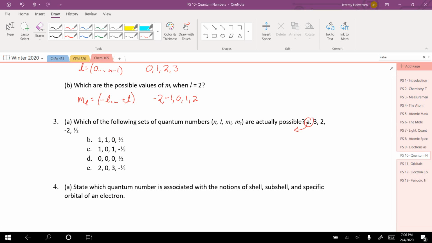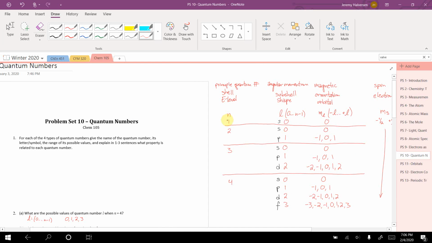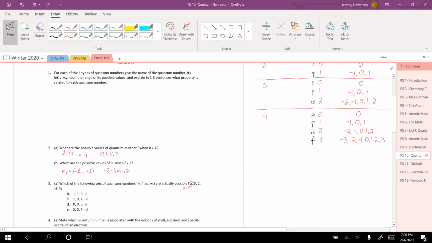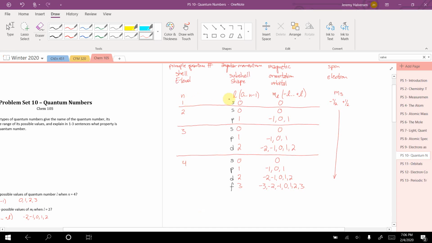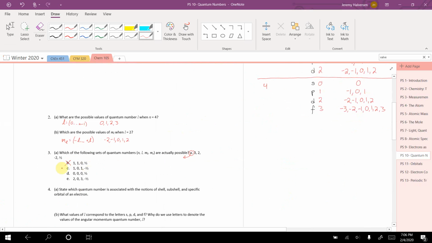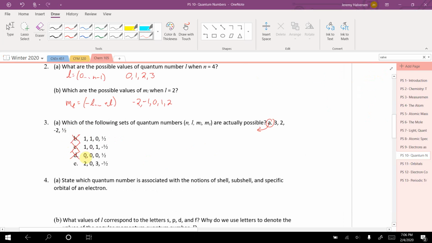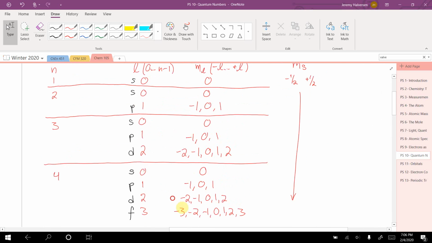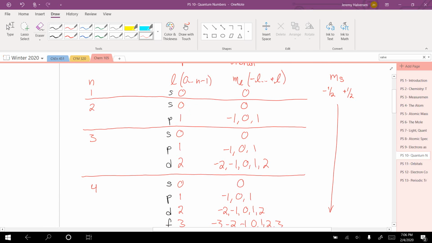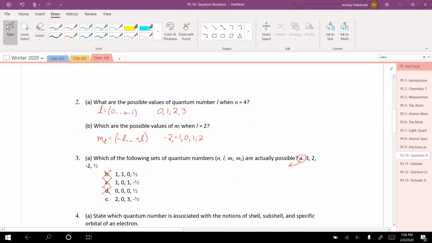Then I can look at this next one: 1, 1, 0, 1/2. Could I have 1 as L though? No, because if n equals 1, L can only go up to n minus 1. So this is not possible. Next, 1, 0, 1, negative 1/2. 1, 0, that's fine. But if L is equal to 0, m sub L can only be 0. So it can't be 1, so that's wrong. 0, 0, 0, 1/2 is not possible because n has to be a positive integer. And then e, 2, 0, 3, negative 1/2. If I had 2, 0, there's nowhere that I could have 3, and as a result, that's wrong. So a is the only correct answer here.